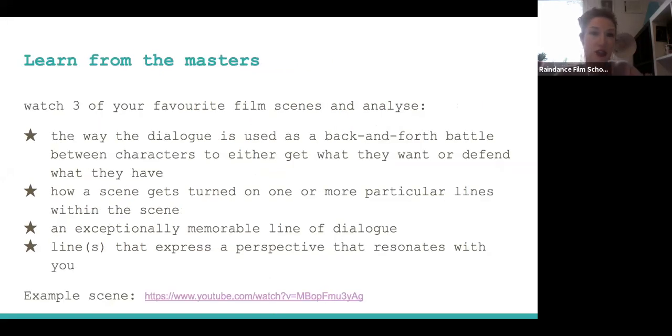What I would suggest to you to get a better understanding of dialogue and how the masters do it: choose three, maybe four scenes, your favorite scenes of all time, and analyze them. Watch them, analyze them. Some of you have probably done that before anyway, but the way I wanted to look at it is, how is this dialogue used as a back and forth battle between characters to either get what they want or defend what they already have? So how are they speaking?